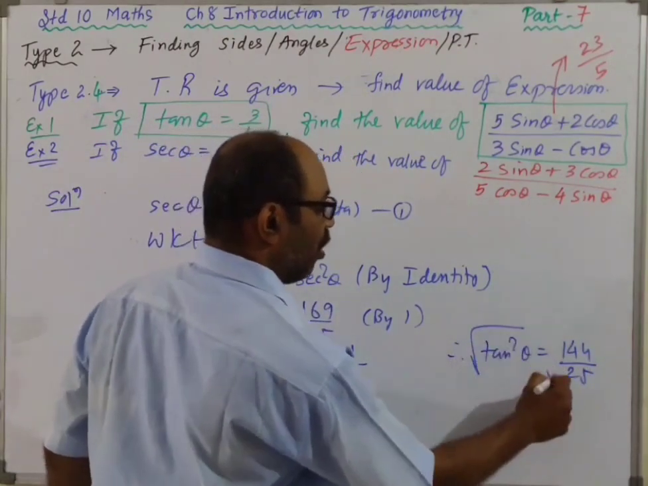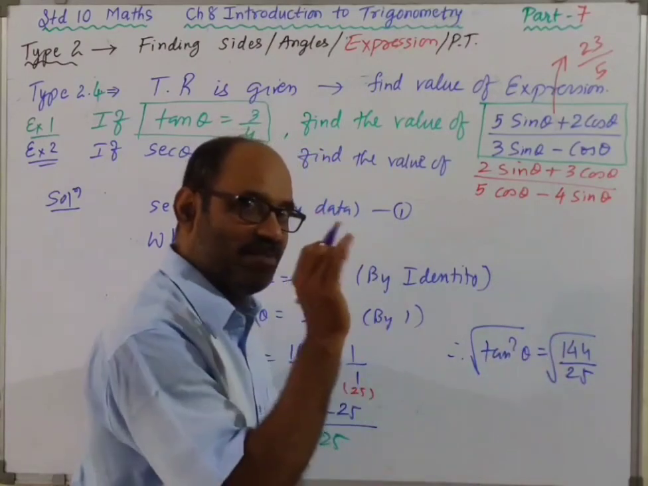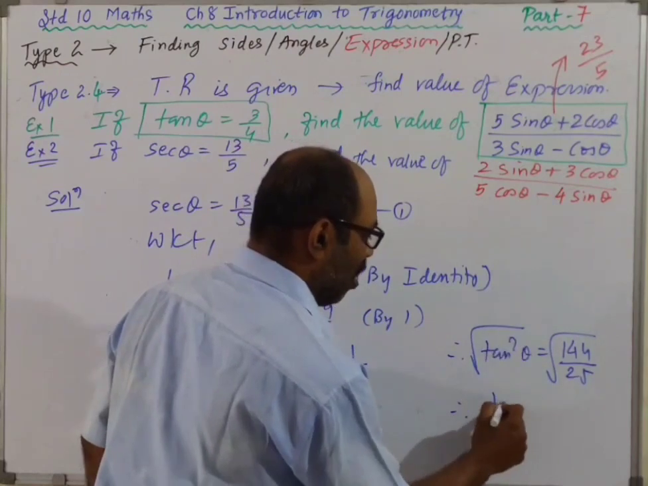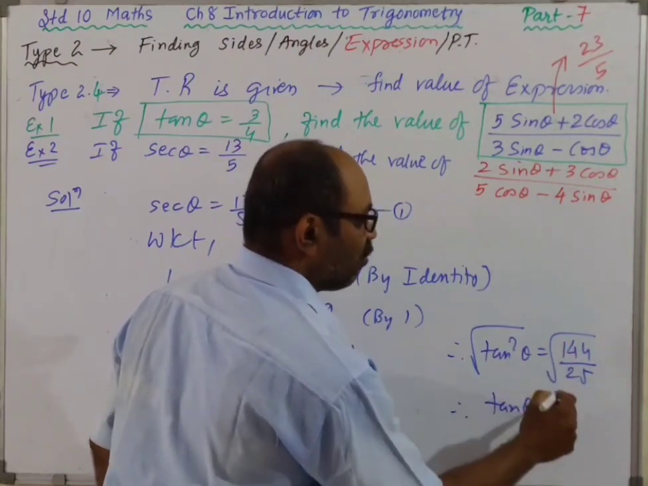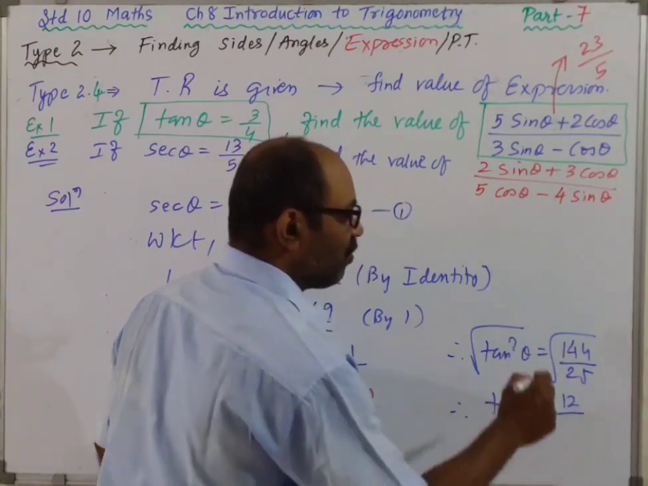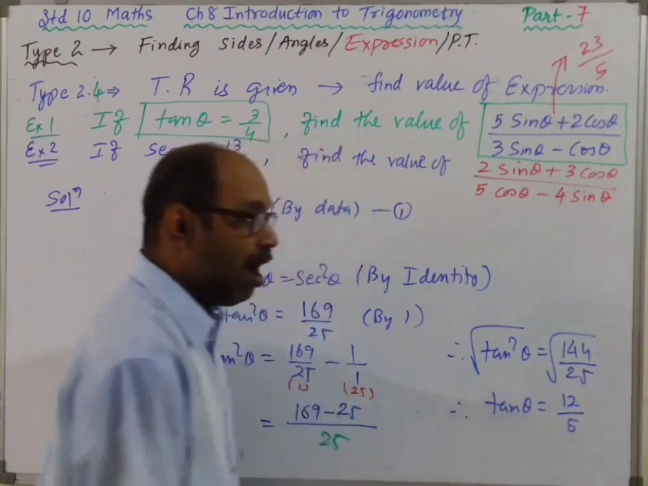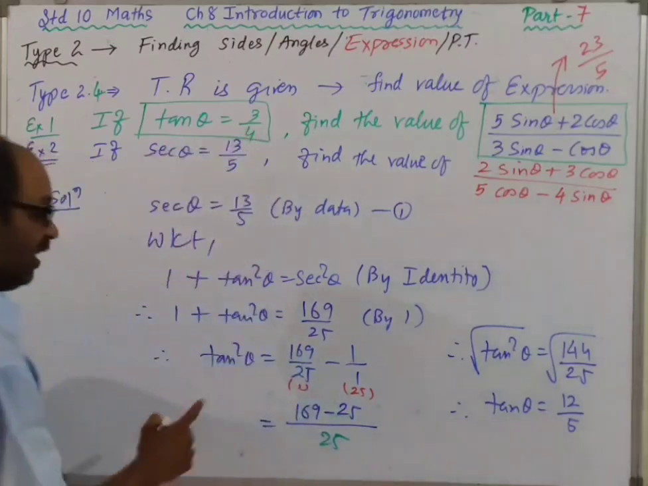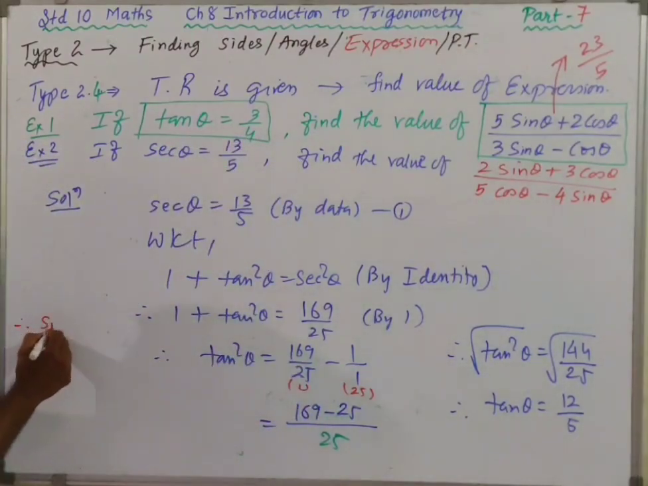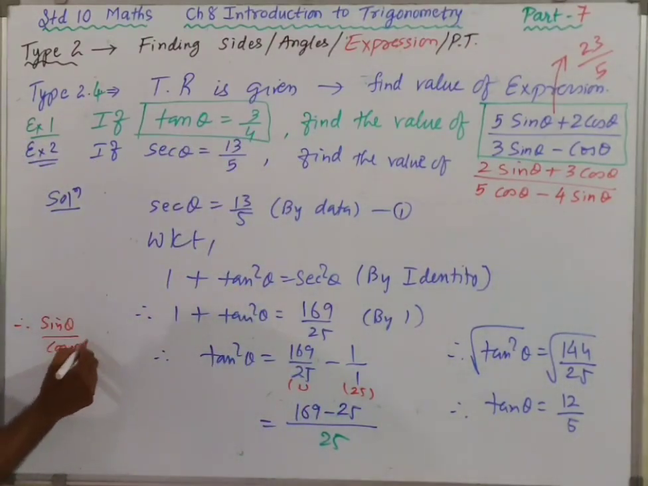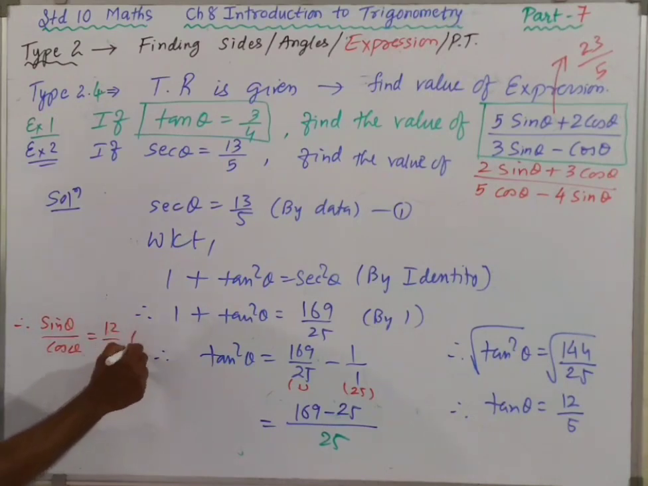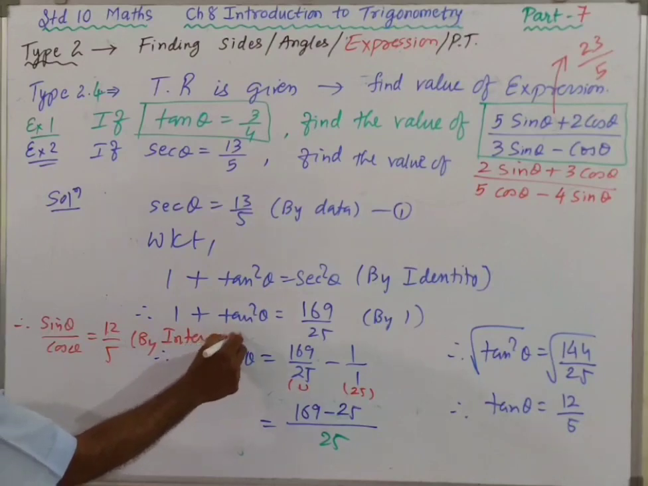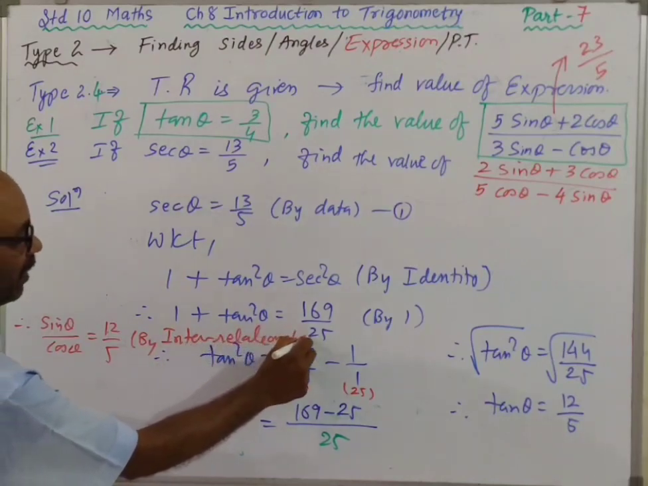So taking square root on both sides, the right hand side is a beautiful rational number, a perfect square. Therefore, square root gone, tan theta. What is square root of 144? 12. And what is square root of 25? 5. Wow, you got it. Proceed. I'm writing that. Therefore, sin theta upon cos theta is equal to 12 upon 5 by interrelationship. Correct?